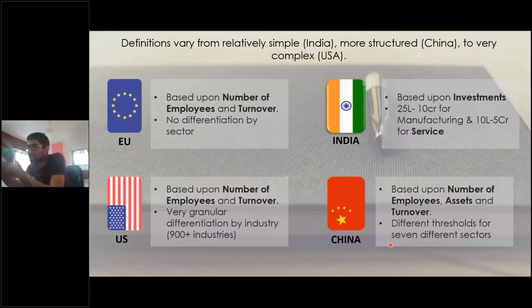If I look at the different regions in terms of what SMEs really are tagged as, when we look at Europe, it is driven by the number of employees and turnover. There is typically no differentiation by sector. In India, it is based on investments of 25 lakh to 10 crore for manufacturing and 10 lakh to 5 crore for services. In the US, again, it is similar to Europe, based on employees and turnover, but they have a very granular industry differentiation. In China, again, number of employees, turnover, and they also incorporate assets. They use different thresholds for the seven different sectors, more or less. That's what they've categorized it as.